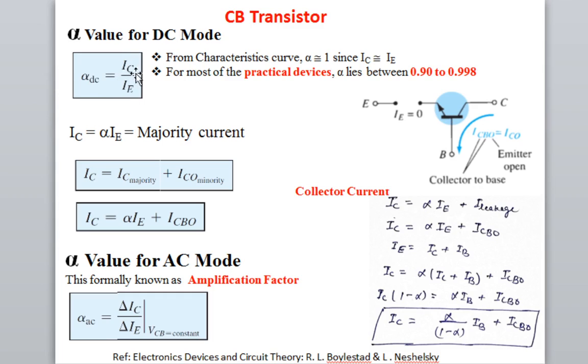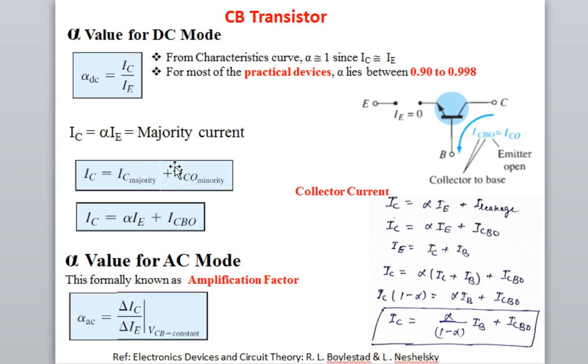Emitter current is flowing because of the majority charge carrier. So IC can be written as alpha into IE. This current is basically known as the majority current. As I discussed, IC is made from two currents: one is the majority current and another is the minority current. So IC is equal to IC majority plus ICO, that is the minority current. The majority current is basically alpha IE.